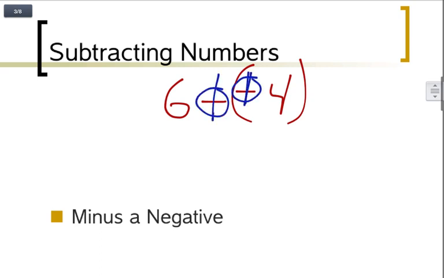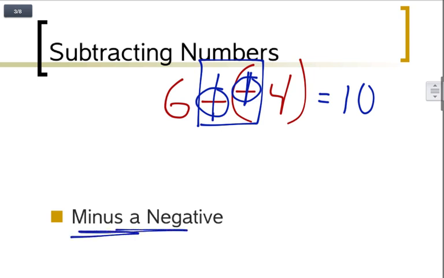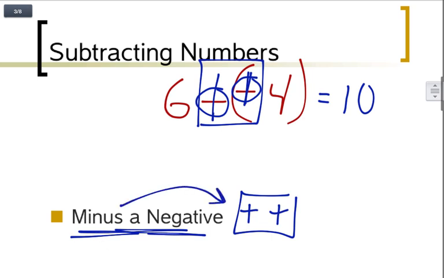I call it change. You change twice. What happens is you're minusing a negative, so it actually turns to plus a positive. So it turns into 6 plus 4, which is 10. Whenever you're minusing a negative, you change it to plus a positive. Minus a negative turns into plus a positive.